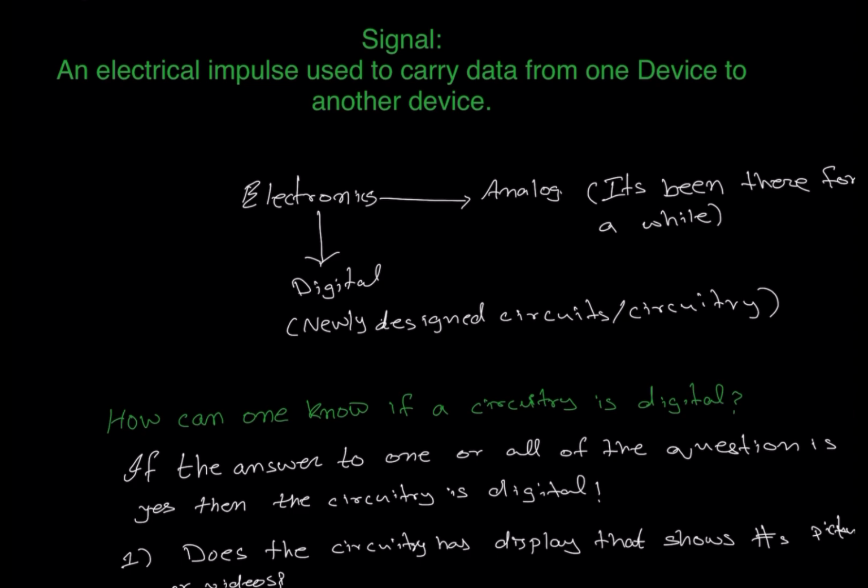There will still be a lot of circuitry that uses analog and digital both together. For example, our modern cars use analog circuitry and digital circuitry both together.